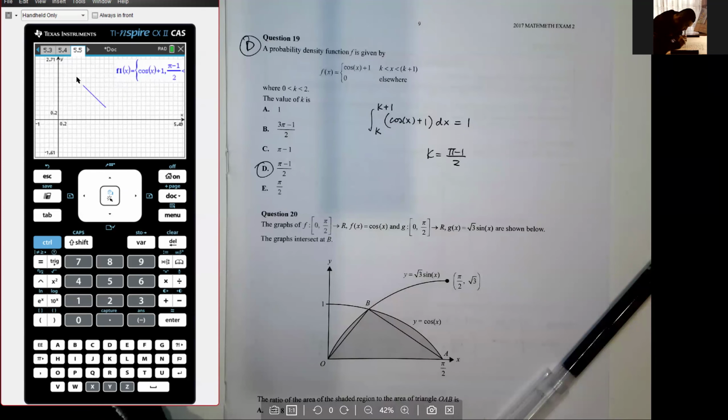Good thing is this section is indeed above the x-axis. So this region will be a positive area, okay? There's no part of this function below the x-axis, so we are all good.